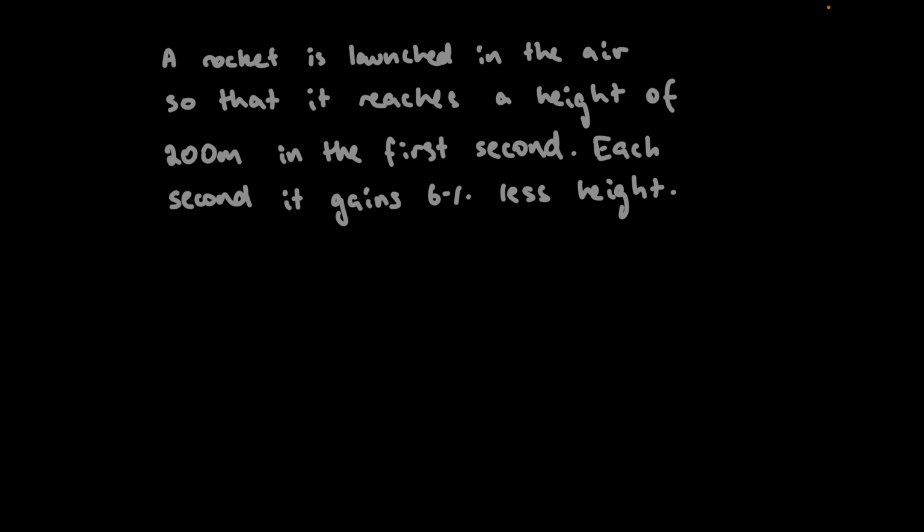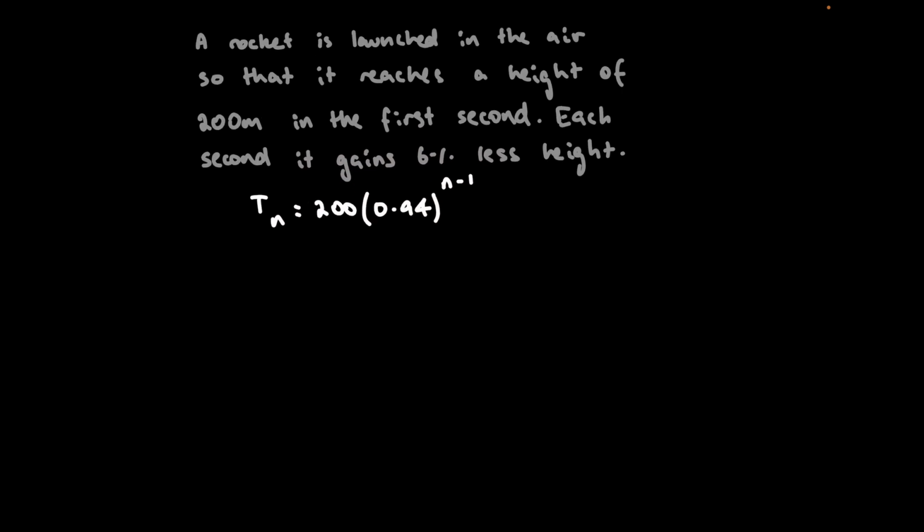So in other words, we can say we have a geometric sequence, okay, where we have the value of a is just 200. So in the first second, it's 200 meters. And then it gains 6% less height. So 0.94 times the 200 of the initial, and then we can do that to the power of n take 1. That's how you can work out the height at any given second.